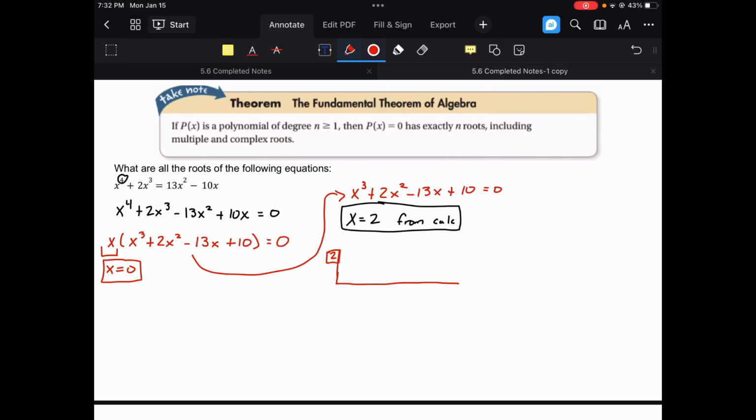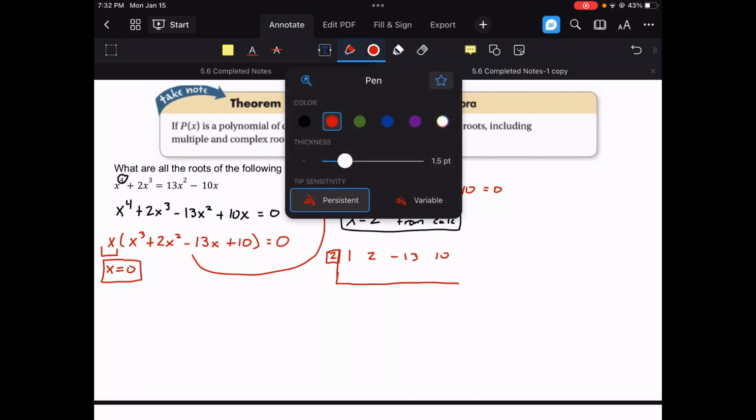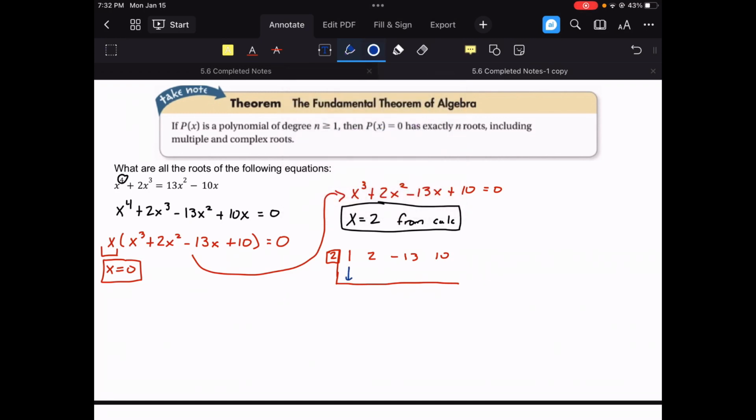We'll put our coefficients across the top: 1, 2, negative 13, and 10. And then we'll conduct synthetic division. Drop the 1, this is 2, this becomes 4, this is 8, this is negative 5, this is negative 10, and 0. So we end up with the quadratic x squared plus 4x minus 5. And so this is our new polynomial.